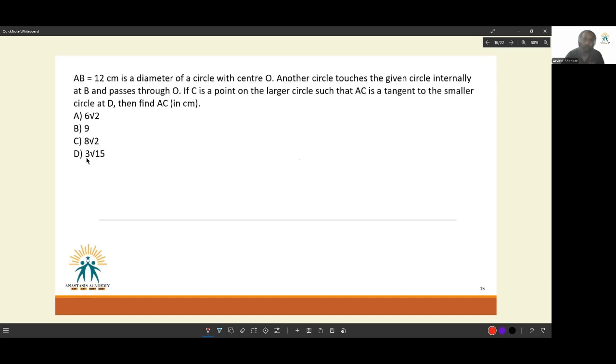Okay. Next. AB equal to 12 centimeter is the diameter of the circle with center O. Okay. Huge circle. AB diameter 12. Fine. Another circle touches the given circle internally at P and passes through O. So there is going to be a circle like this passing through. So radius of this smaller circle is going to be precisely half of this. So this is 3, this is 3, this is 6.